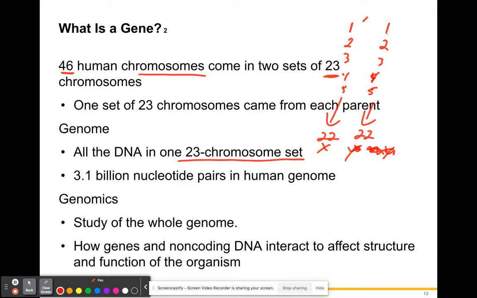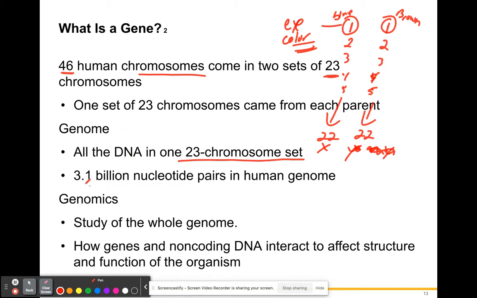Okay, but they come in pairs. This chromosome 1 shares information with this chromosome 1. Okay, might not always be the same information, right? This chromosome number 1 might deal with eye color. This chromosome number 1 might say blue. This chromosome number 1 might say brown. So the versions of these chromosomes might be different, but the general information is the same. And that's why we come in pairs. Okay, that's why they come in pairs.